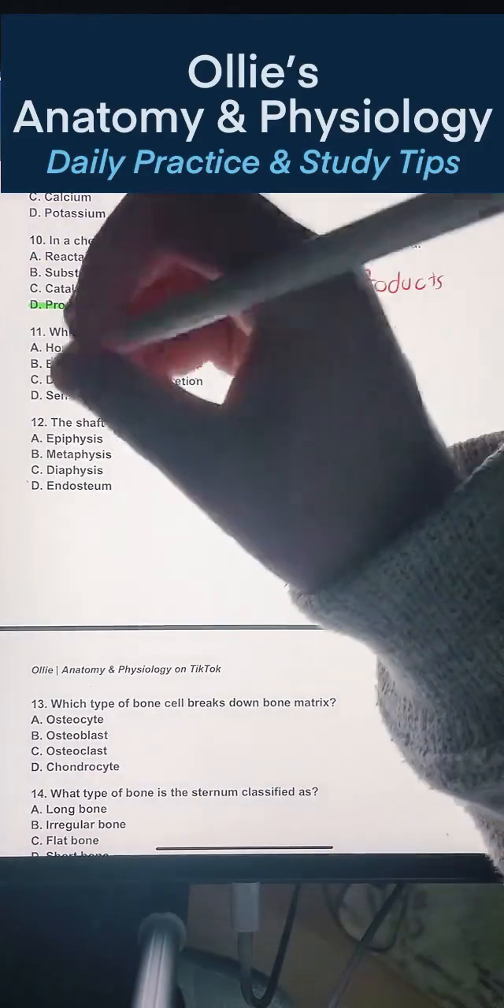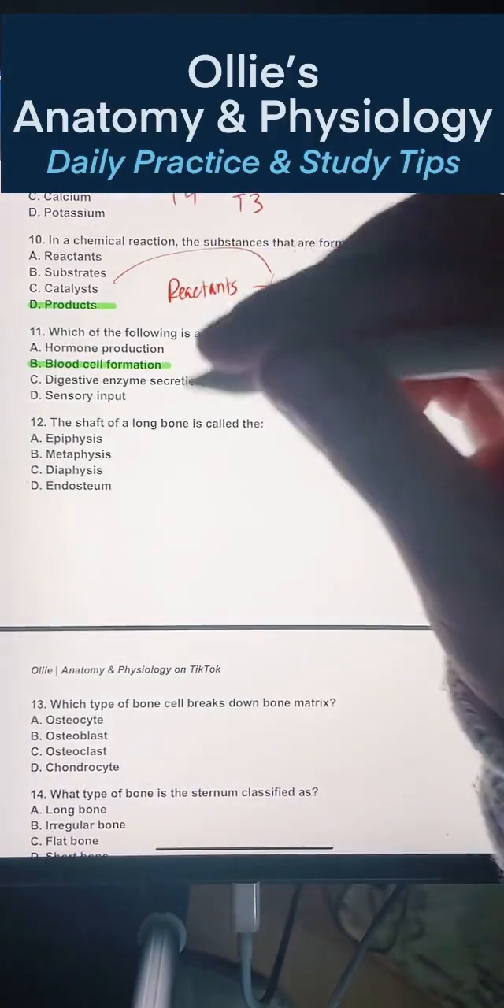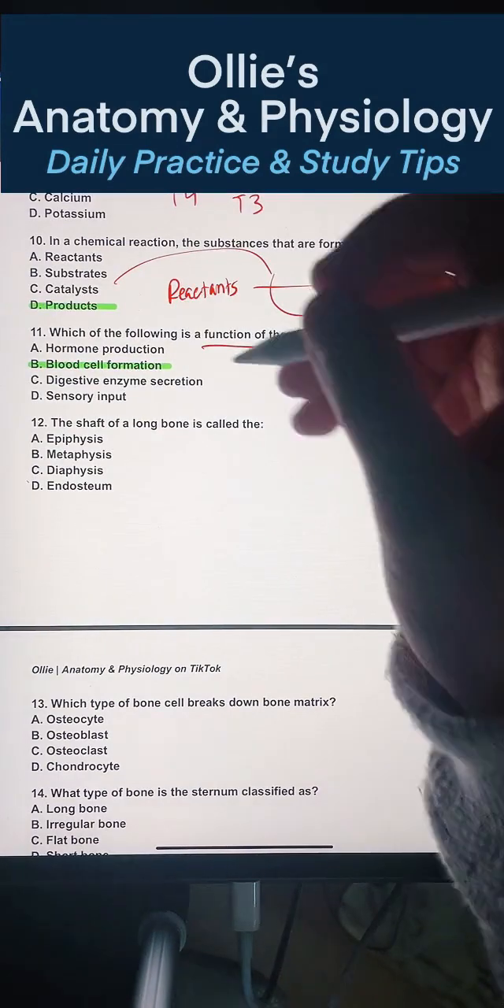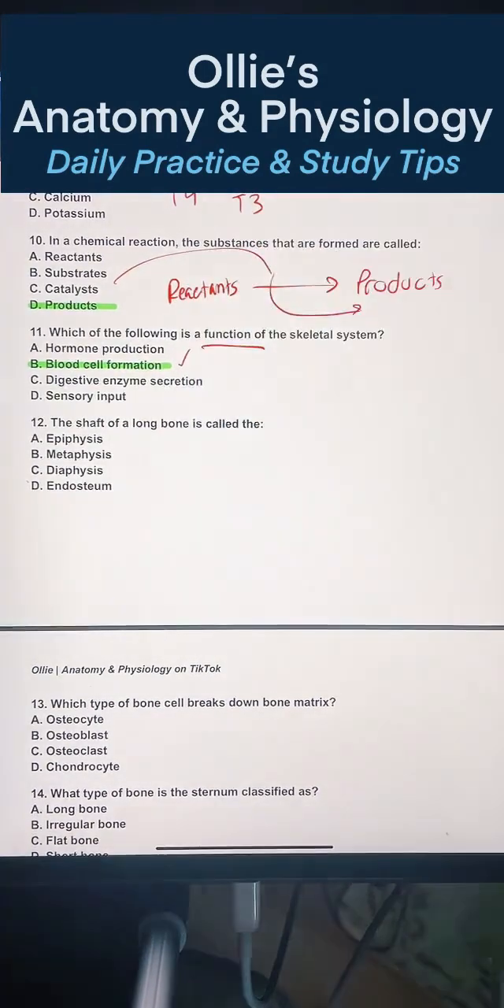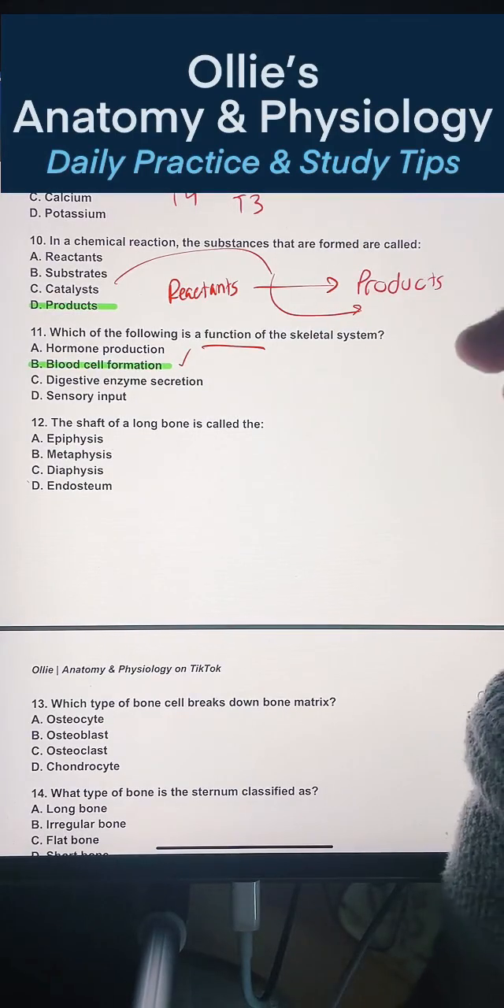You're absolutely right. It is blood cell formation. I'm sorry, not bone cell, but that is true. Yes, they do form bone cells. But blood cell formation, this would be a function. It does not produce hormones. It obviously does not have digestive enzyme secretion and no sensory input. There is blood cell formation in the red marrow.